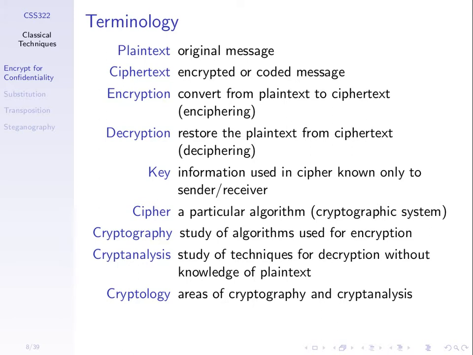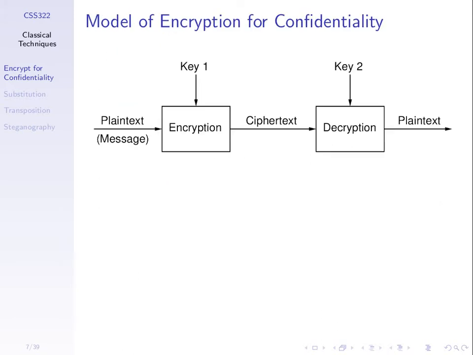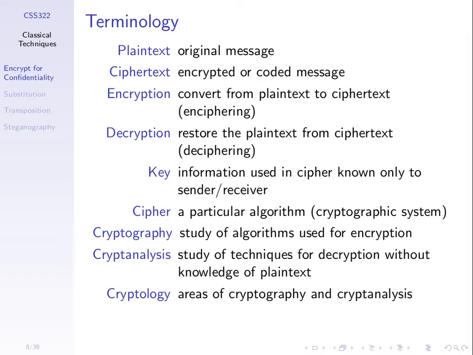We have a key, which should be, in most cases, known only to some entities, for example the sender and receiver. If the attacker knows the decryption key, then our system will not be secure. A cipher is a particular algorithm. So what is this encryption algorithm? There are many to choose from, some better than others. We call those algorithms ciphers. Cryptography is the study of those algorithms. So designing ciphers is part of cryptography.